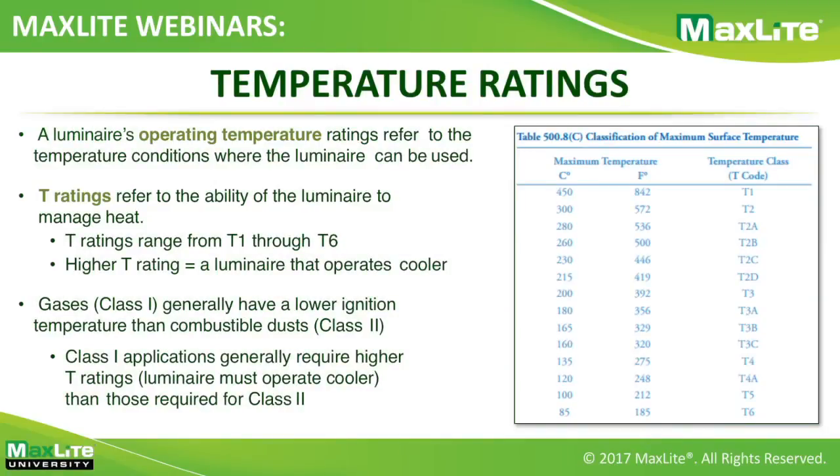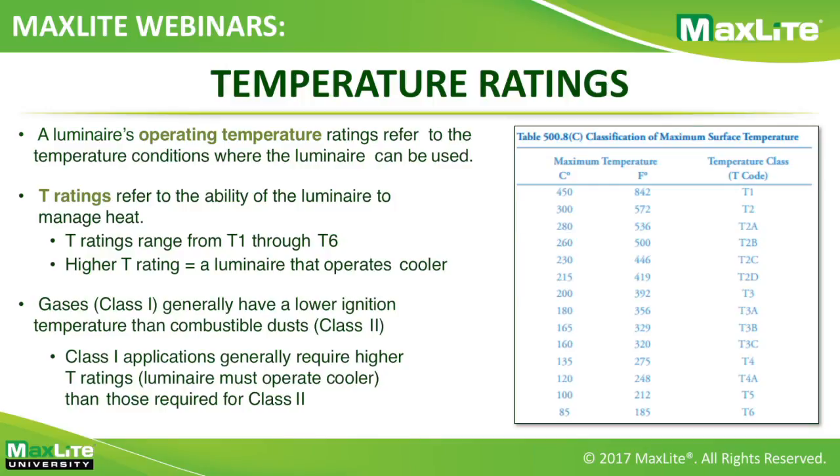Another differentiator or key thing to take a look at when looking at hazardous location lighting is that we're all very used to using ambient operating temperature, especially for outdoor LED products. For hazardous location, ambient operating temperature is very important, as are temperature ratings, which are slightly different. A luminaire's operating temperature ratings refer to the temperature conditions where a luminaire can be used, and they're essentially a measurement of the surface temperature of the luminaire, basically how hot or cool a luminaire operates.